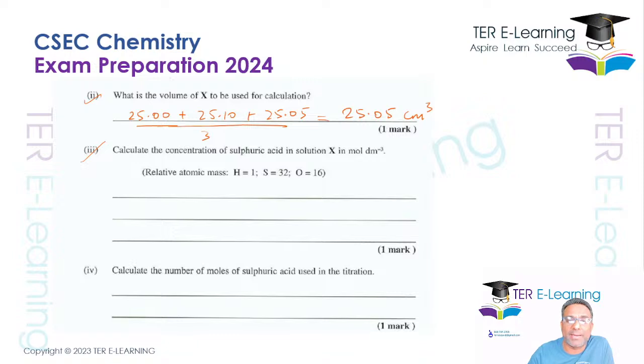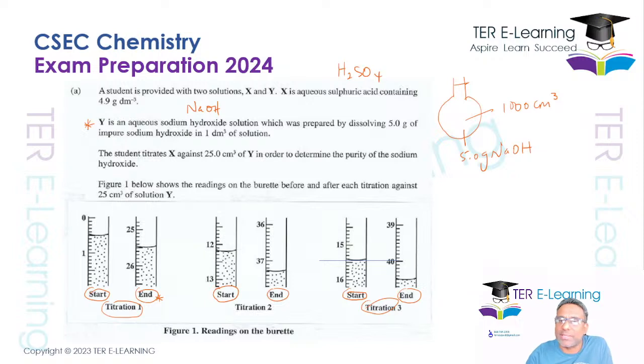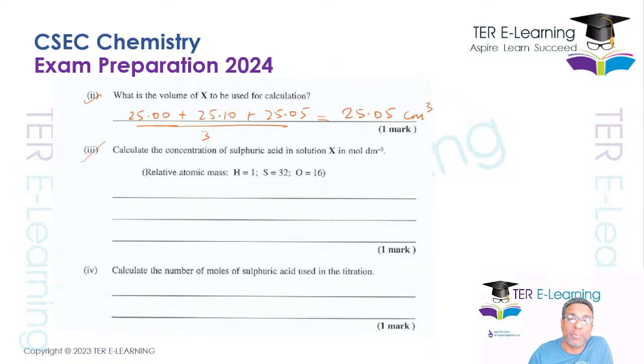The third part, calculate the concentration of the sulfuric acid in mole per dm cube. Now the sulfuric acid in the question, they told us it was 4.9, look it's here, 4.9 gram per dm cube, and they want to convert that to mole per dm cube. So we have 4.9 gram per dm cube, and we want to convert that into mole per dm cube.